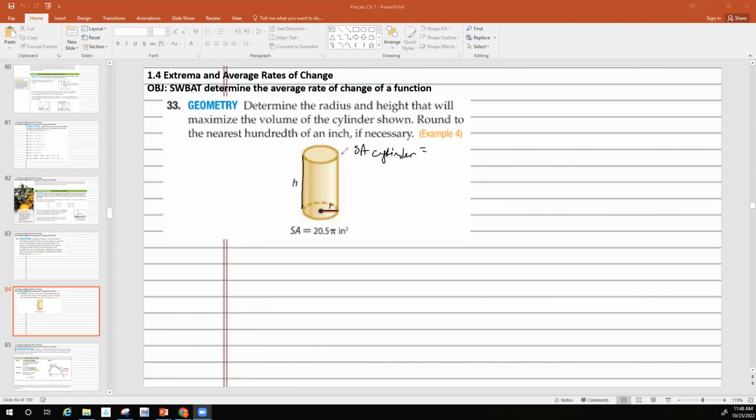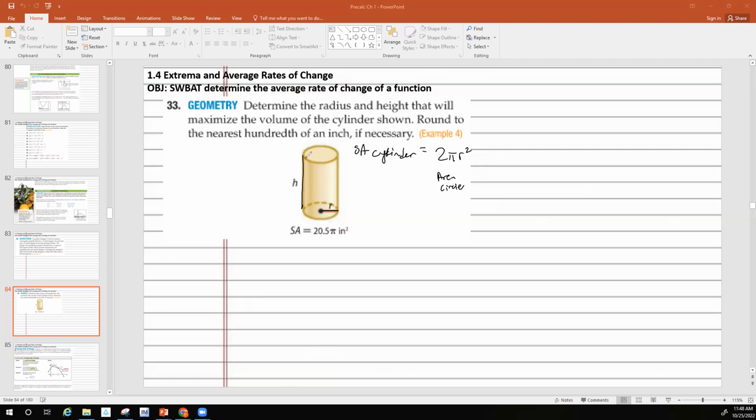Luckily, those two circles are the same. So what's the area of a circle? The area of a circle is pi r squared. But how many circles do we have? We got one, and we got two. So we have two circles, and that's 2 times pi r squared.